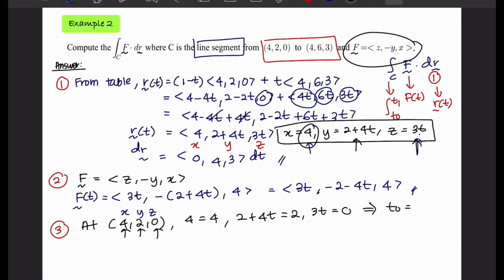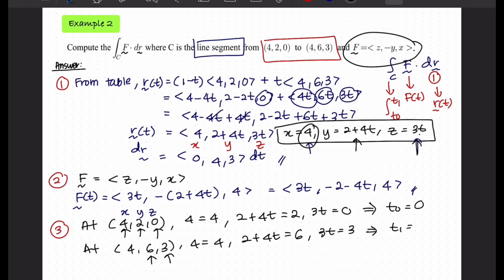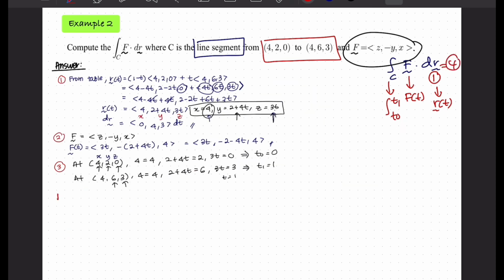So t0 equals 0. At the second point, (4, 6, 3): 4 equals 4, 2 plus 4t equals 6, and 3t equals 3. So t1 equals 1. And the last step is to calculate the integration.